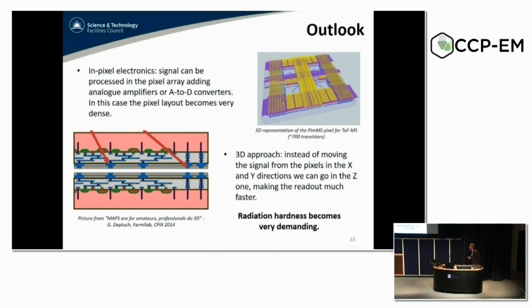The big problem in this case is that radiation hardness becomes very demanding. The electronics that was previously outside of the pixel array, so could be protected from the electron beam, is actually in the electron beam now. So it will be damaged by the electrons. So all of this electronics has to be designed in a way that is tolerant to radiation.